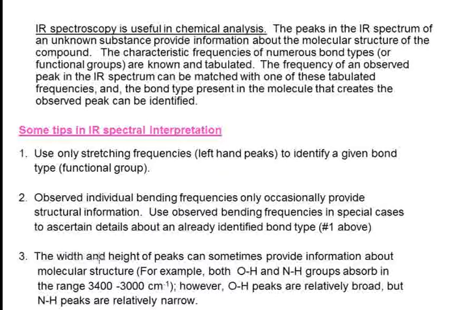Third, the width and height of peaks can sometimes provide information about molecular structure. You've already mentioned that the OH and NH peaks tend to be broader peaks. The OH is generally broader than the NH, so they both occur about the same place in the spectrum, around 3500 wave numbers. So if you see a peak at 3500, the question is, is it an OH or NH? And you can often tell by the broadness of the peak. If it's a very broad peak, that tends to indicate an OH. Only a modestly broad peak would indicate an NH group.